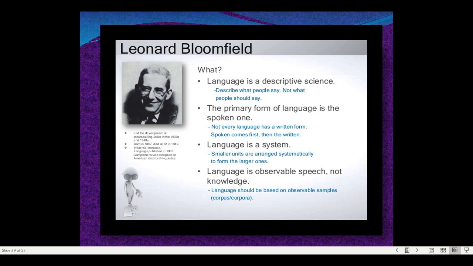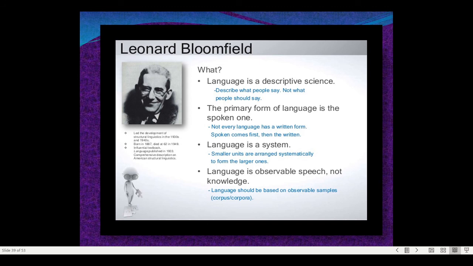And language should be based on observable samples. That is, observable speech, not knowledge. It should have a practical usage. You know language, it is there in you, but you're not using it. You know a song, the song is there within you, but you're not singing it. You know the 26 letters of the alphabet from A to Z, but if you're not articulating or producing them with your speech organs, not uttering them with your mouth, then it is not language.